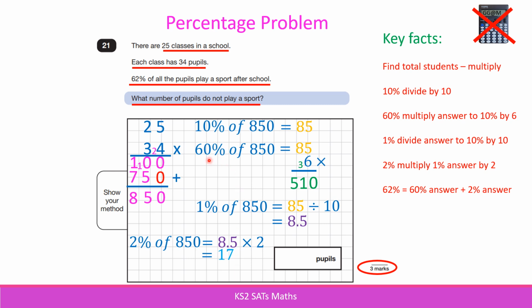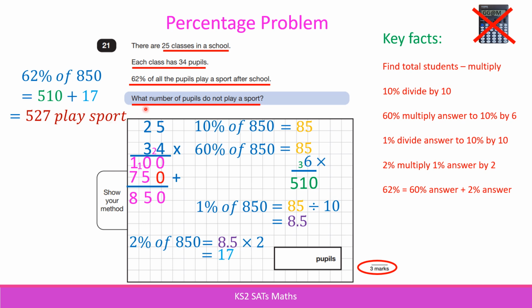Next, I've got to find 62%. So 510 plus the 17 will give me the 62%. That's the 60% plus the 2%. 10 plus 10 is 20. So you're just going to have 527 students play sport.